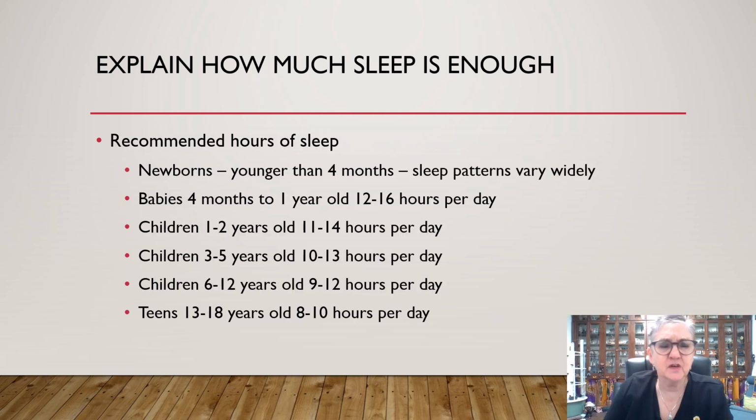I've listed here the recommended sleep hours for different ages. We see in newborns, younger than 4 months, the sleep patterns vary widely. Babies 4 months to 1 year old need 12 to 16 hours a day. Children 1 to 2 years old need 11 to 14 hours. 3 to 5 year olds need 10 to 13. 6 to 12 need 9 to 12. And teens 13 to 18 need 8 to 10.